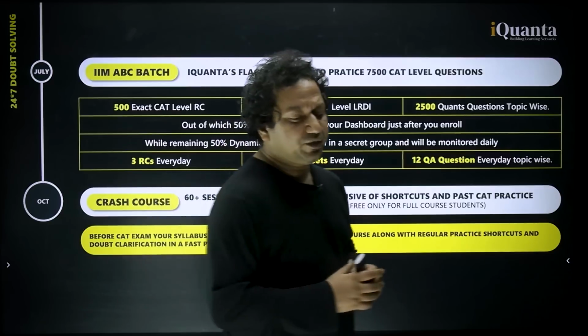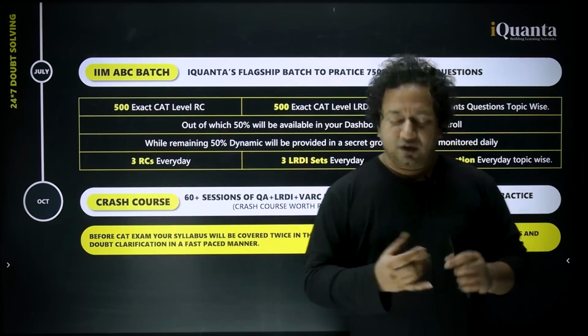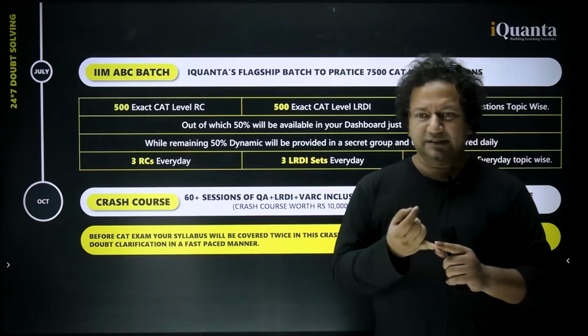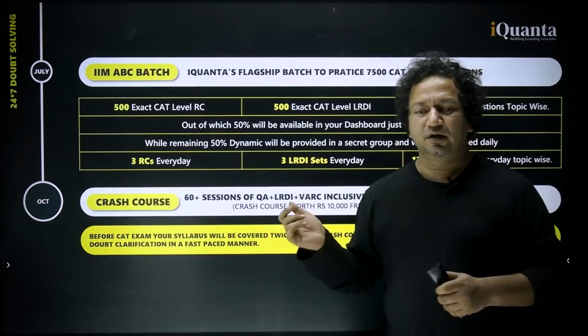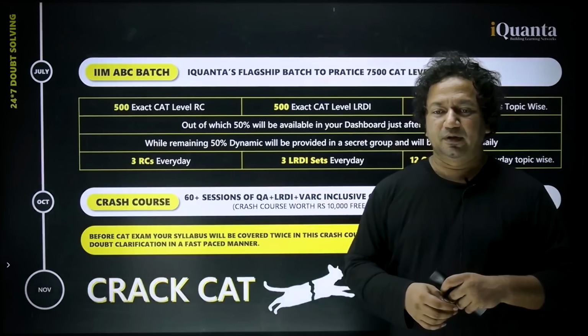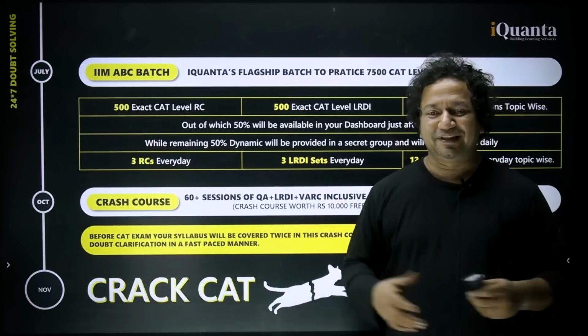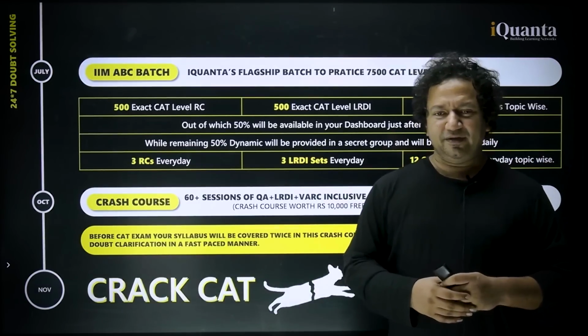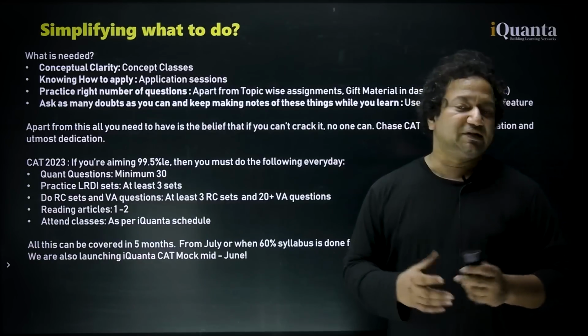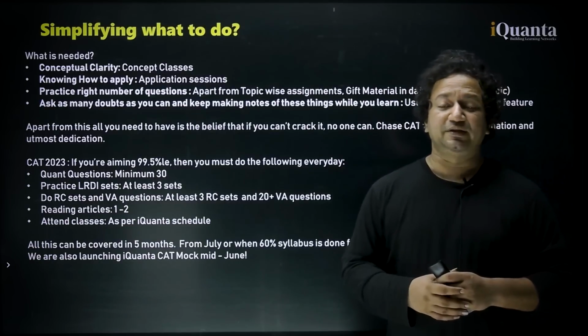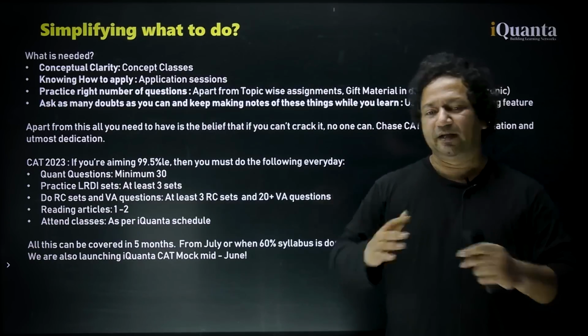So this is how the syllabus will be covered thrice, through live application classes, through live conceptual sessions, and through the crash course. And this is how you can crack CAT with flying colors. Apart from that, there are different course features which iQuanta has, but before that we need to discuss what has to be done in totality.